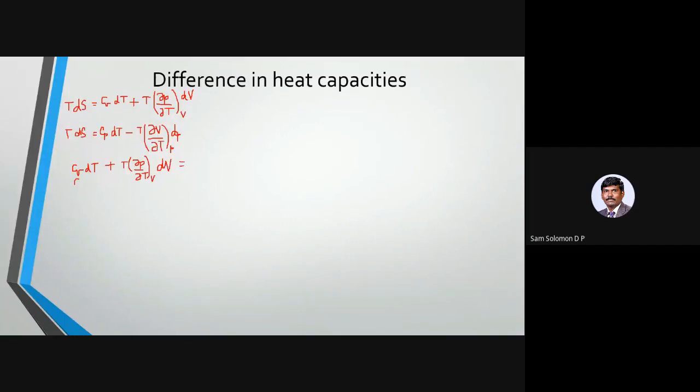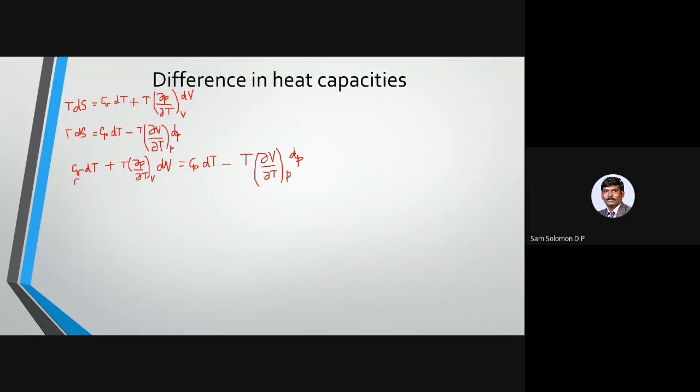This is equal to Cp times dT minus T times partial V by partial T at constant P into dP.